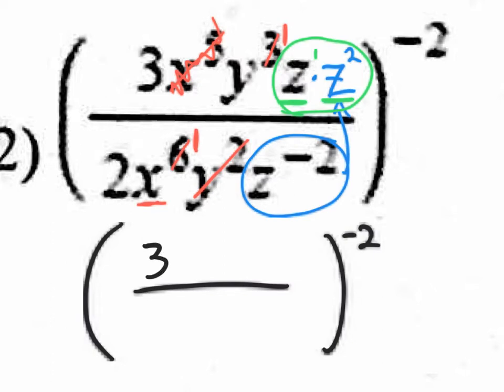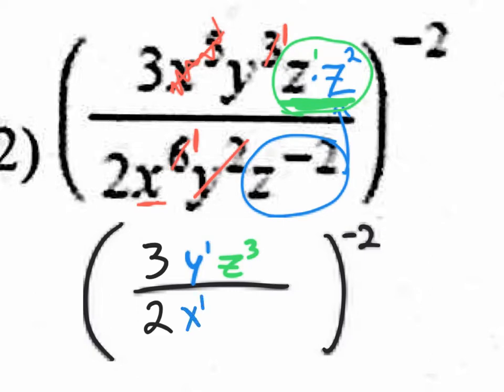I do not have any more x's. No more x's, but I do have a y to the 1. So let me write that down there, y to the 1. And I do have the z to the 1 times z to the 2. That's z to the 3. So I'm going to put z to the 3rd power. Now in the denominator portion of this fraction, we have a 2 left over. So I'm going to put a 2 down there. And we do have 1x, x to the 1.